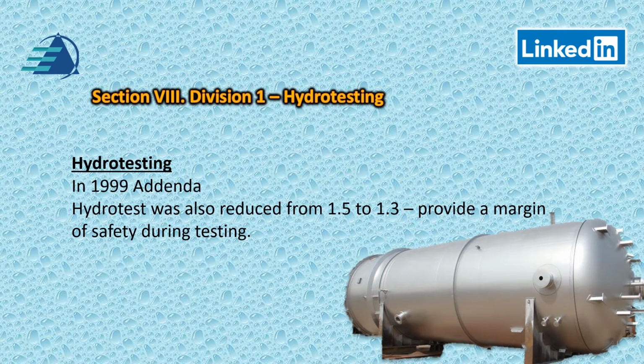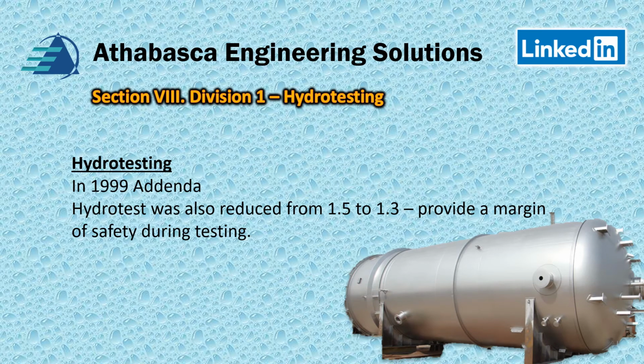Another interesting fact to point out is the hydro testing. In the 1999 addenda, hydro test was reduced from 1.5 to 1.3 to provide a margin of safety during the testing, because as we recall, we dropped from 4 to 3.5. And so that's the requirement for that.